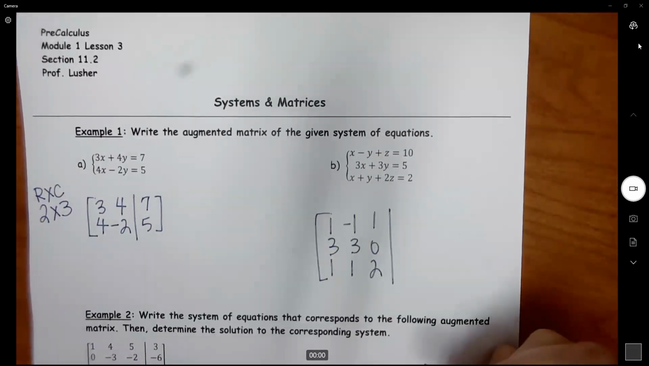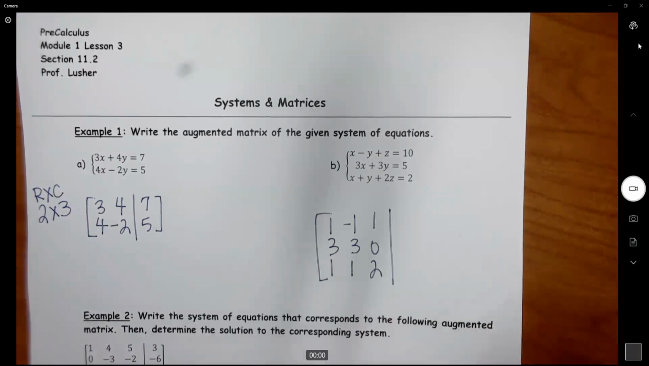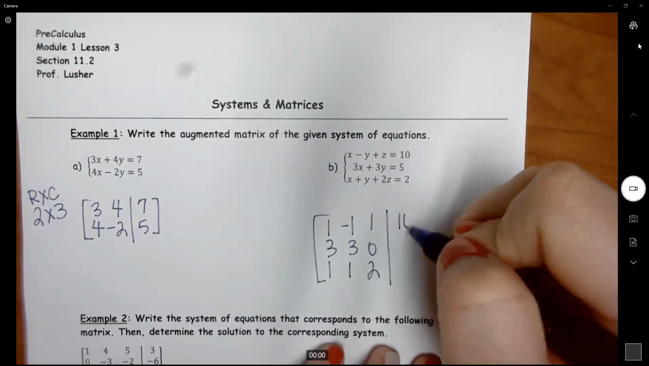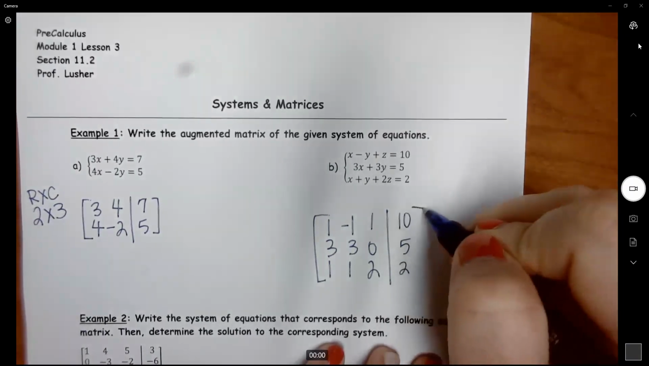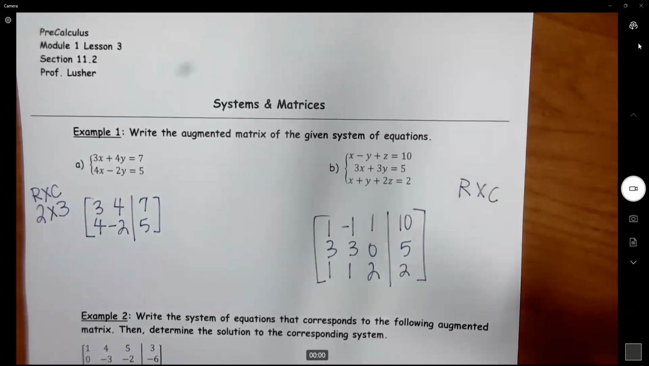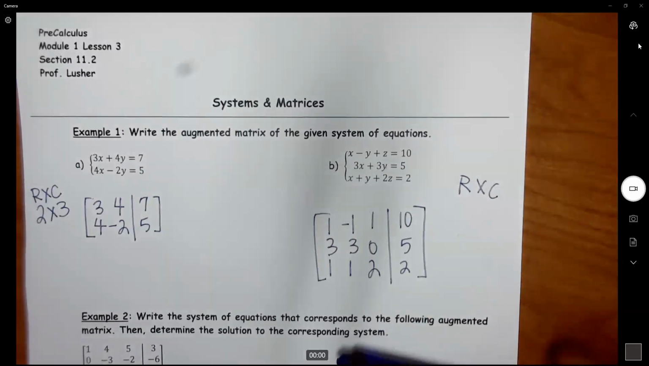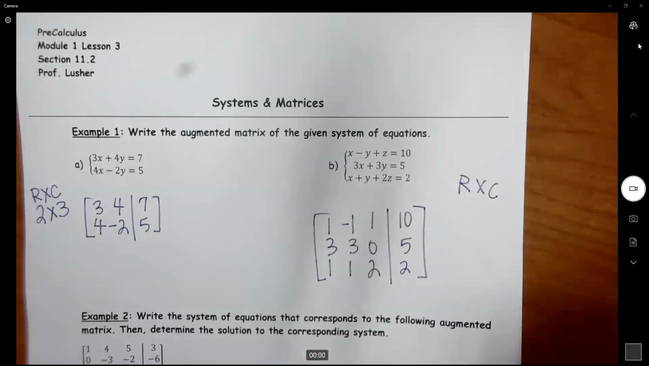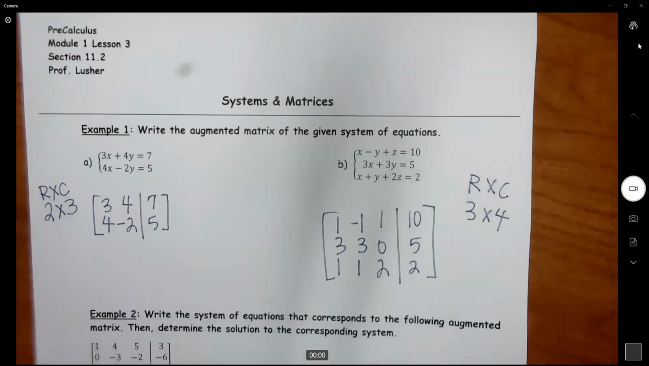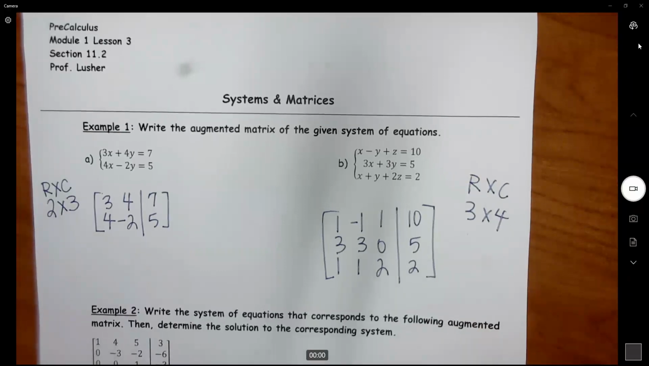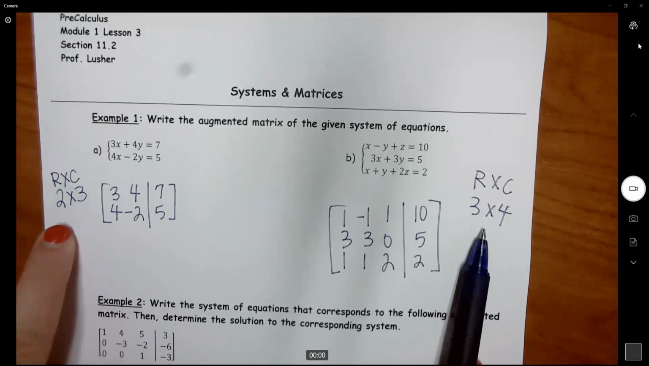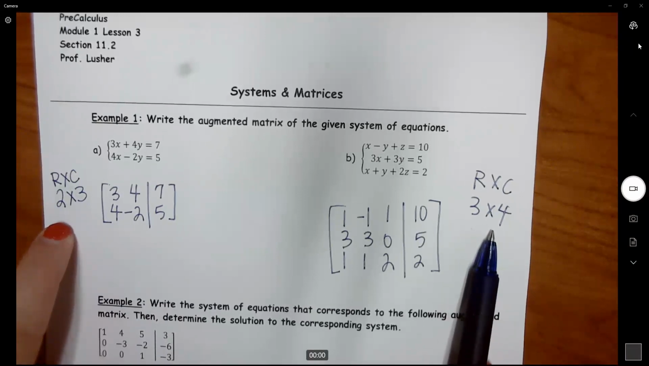I personally like that bar for my equal sign. Just kind of breaks things up. And then put what's on the other side of your equal sign. We have 10, 5, and 2. And so if we list this row by column, I have 1, 2, 3 rows by 1, 2, 3, 4 columns in this one. So this is a 3 by 4 matrix. Again, you don't really need to know these. That's just kind of extra information. We will need to be able to put these in our calculator, so we will need to know that. But you can also do it by trial and error, really.